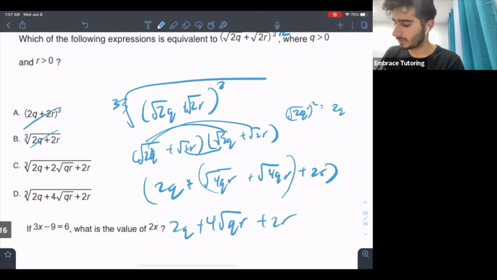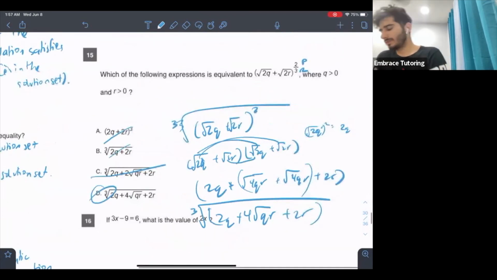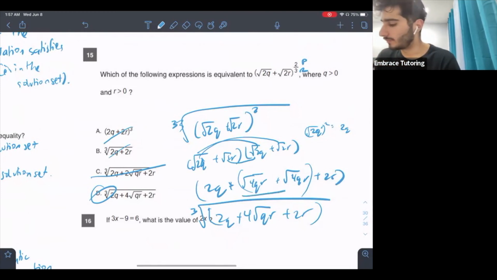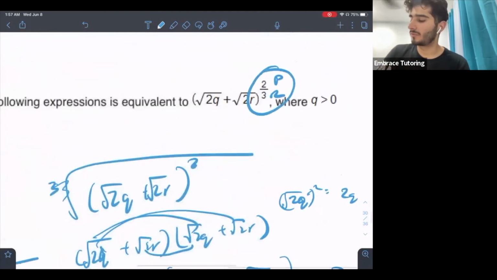So 2r plus 2q. Yeah, and then you can just take the cube root of that, and that should be it, choice D. Because then you could factor out the 4 and have that as the common factor between the two terms right here. So that's how you would do 15. Just have to combine the terms and then realize you have power over root.